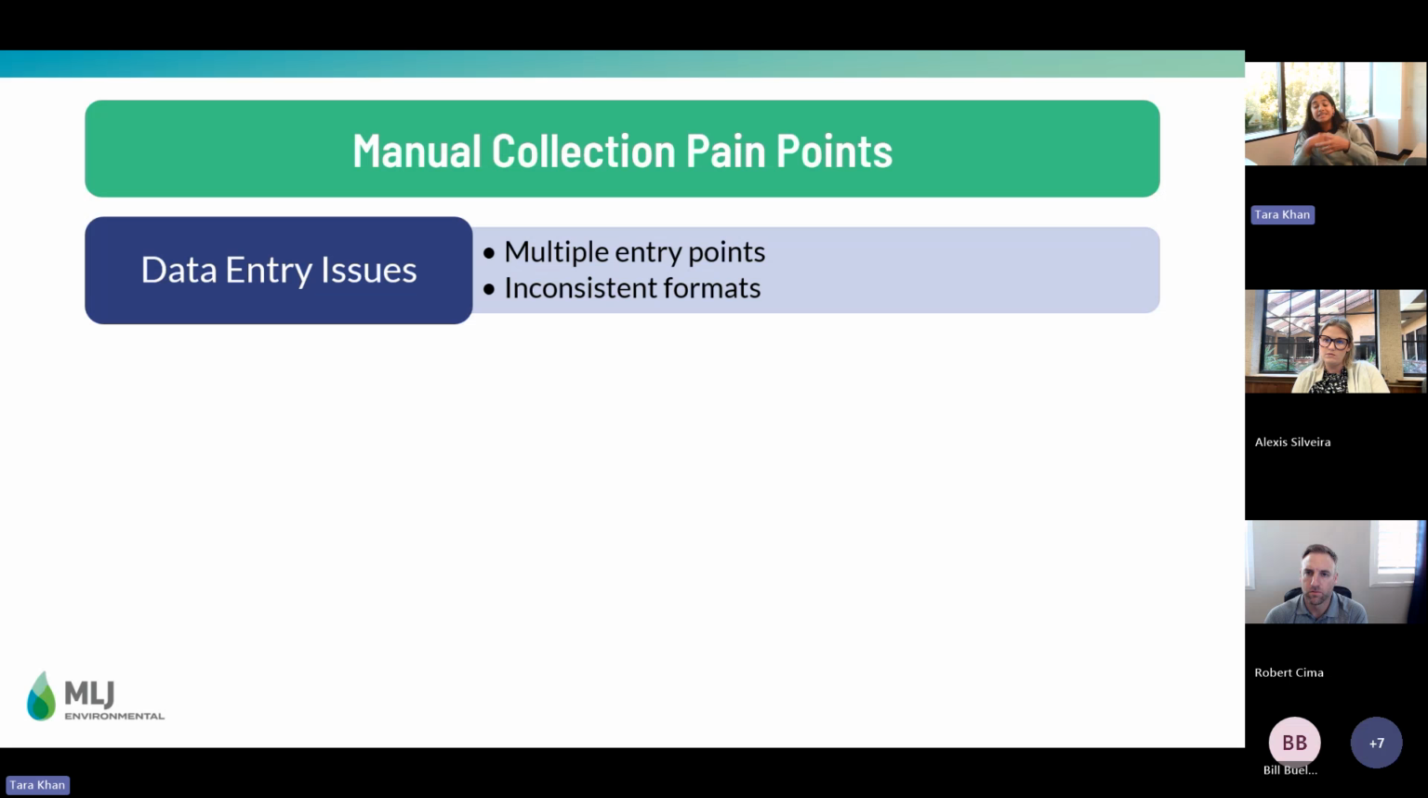The first being data entry issues. Typically when somebody is sending out a paper form, somebody fills it out and sends it back in, there's multiple different entry points, right? So let's say the landowner who's filling out the form is filling it out once, so that's one entry point.